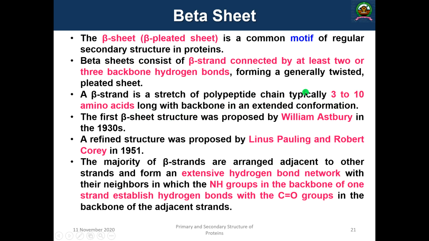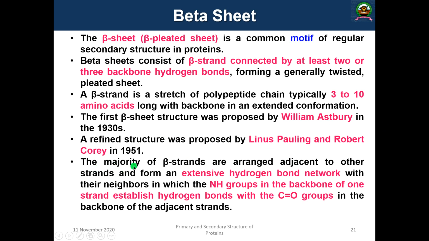It's an extended conformation. So this was first studied in 1930 by William Astbury. Like DNA, he was the first person to conduct X-ray crystallographic studies, and he studied the beta sheet. Then later, a refined structure was proposed by Linus Pauling and Robert Corey. That is what I told you. Both helices and sheets were proposed by Linus Pauling and Robert Corey.